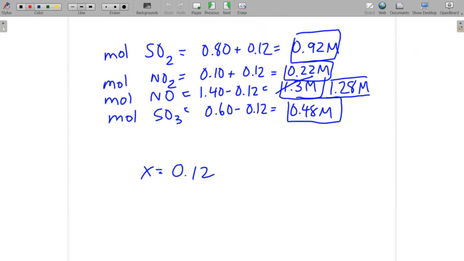So here are the correct answers that you should have gotten for moles and for molar, right? Because it's in a 1 liter container. So this is your correct answer for each of the new molarities, and then because it's in a 1 liter container, the number of moles of each of the substances at equilibrium.